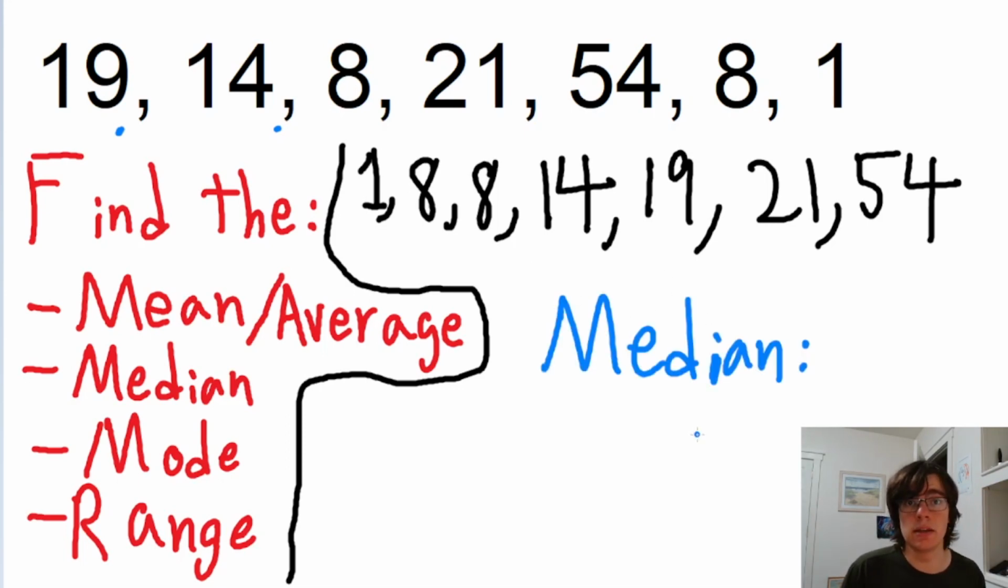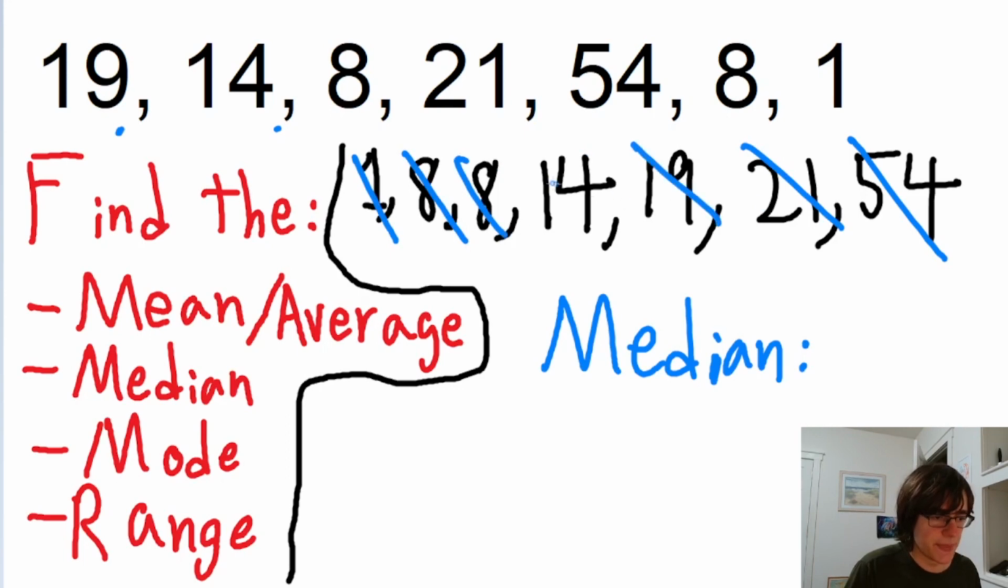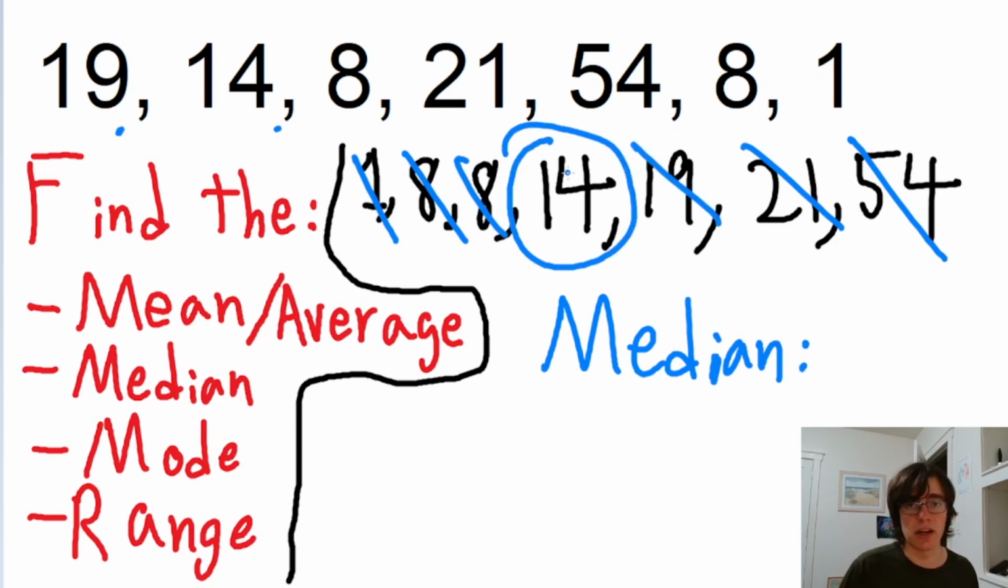Now for the median. Median is another word for middle, so we just take the number that is in the middle of the data when we have them listed in order. A kind of fun and easy way to find it is just to cross off the first and last elements one at a time. So we just crossed off the first and the last again, first and last again, and all we're left with is what's in the middle, which is 14. So the median for this data set is 14.